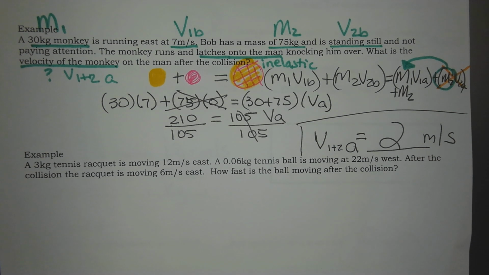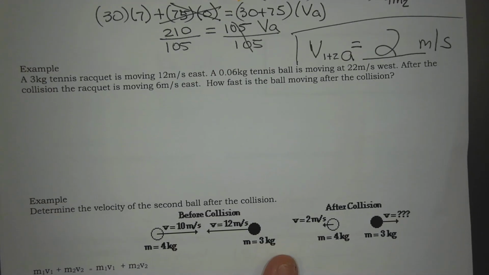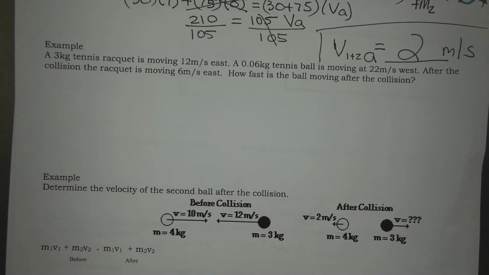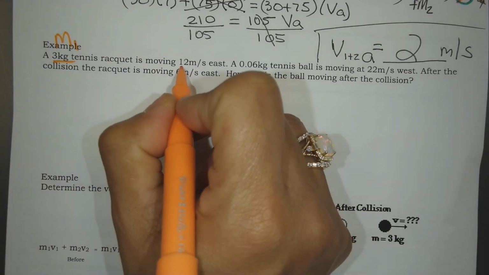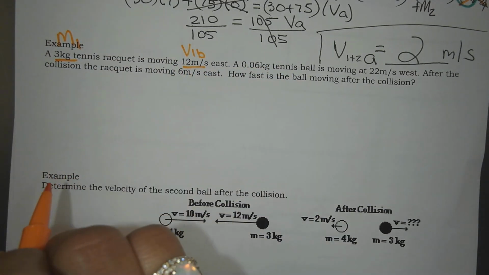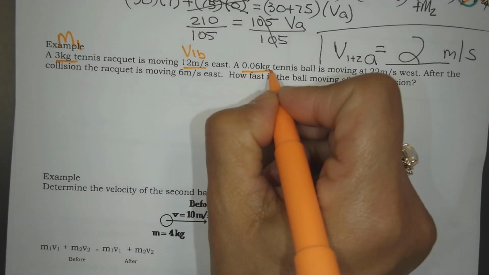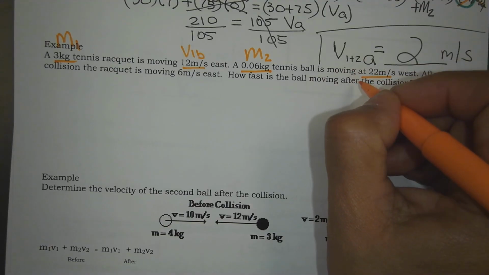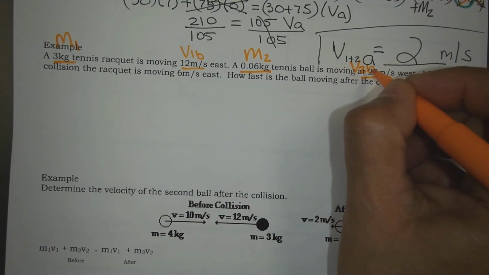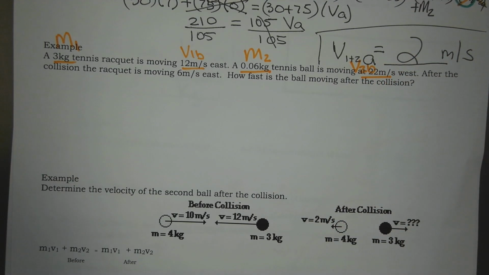We've got a couple more. Let's practice. Let's do this tennis. Alrighty. We've got a 3-kilogram tennis racket. It's moving 12 meters per second. It hits a tennis ball. Let me go ahead and start this. This is M1, and here is V1B. Now, here comes along this tennis ball, M2, that is moving at this velocity, V2B.